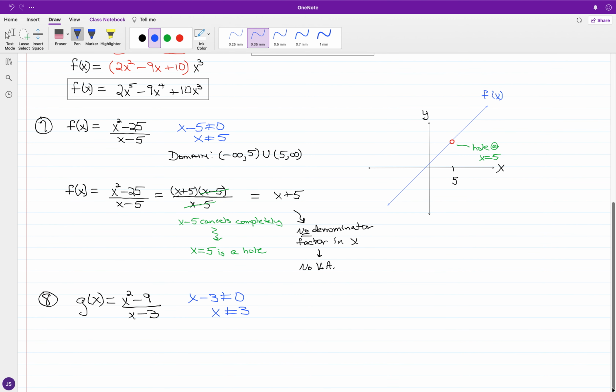And so for the domain, you have only one exclusion this time with 3, so the domain will be those values of x less than 3 along with those values that will be greater than 3.